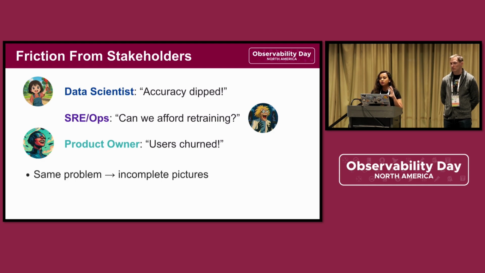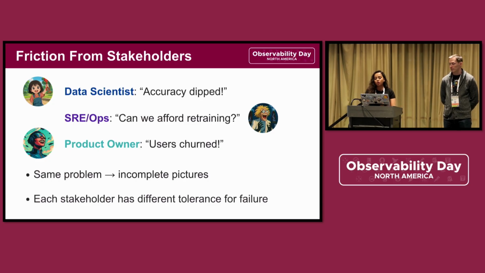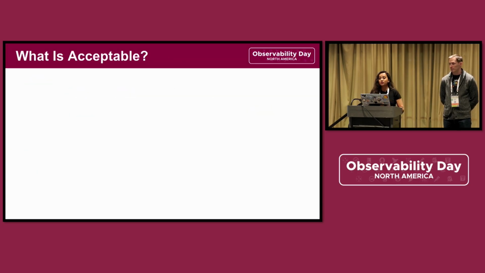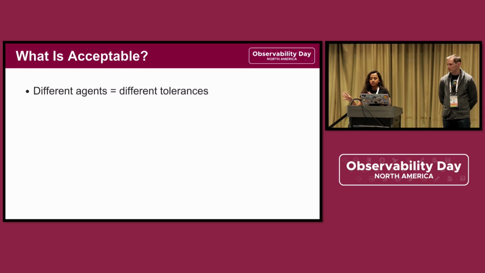So same problem, but incomplete pictures. And each stakeholder has different tolerance for failure. So let's see what is acceptable. Different agents will have different tolerances. A chatbot can maybe tolerate 25% of token drift, but you cannot expect the same thing with a fraud detector.